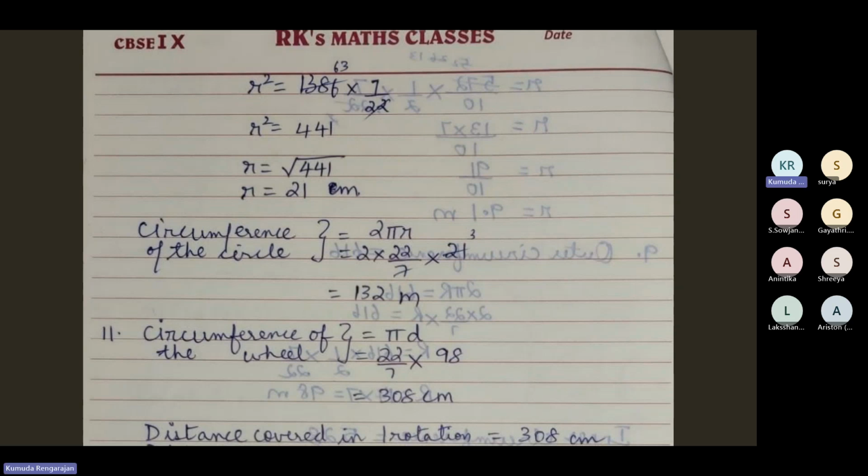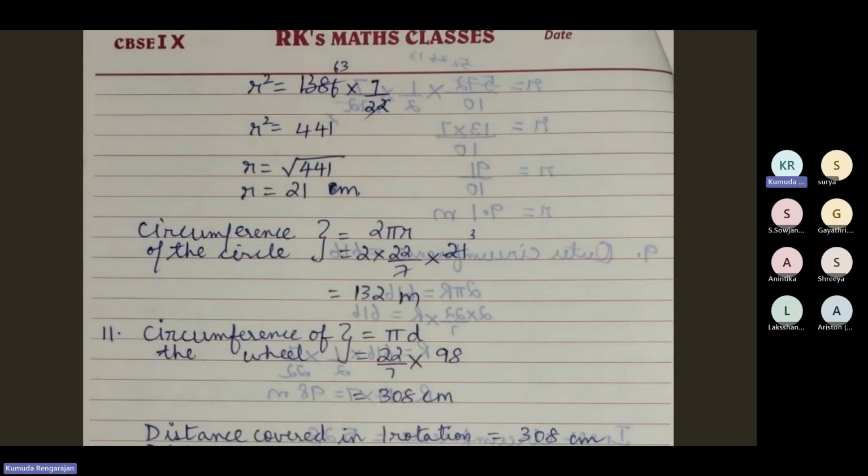Okay, in question number 11, we have to find the distance covered by a wheel in going 2000 rotations. The distance covered in one rotation is 2 pi r. So the distance covered in 2000 rotations will be 2 pi r into 2000.